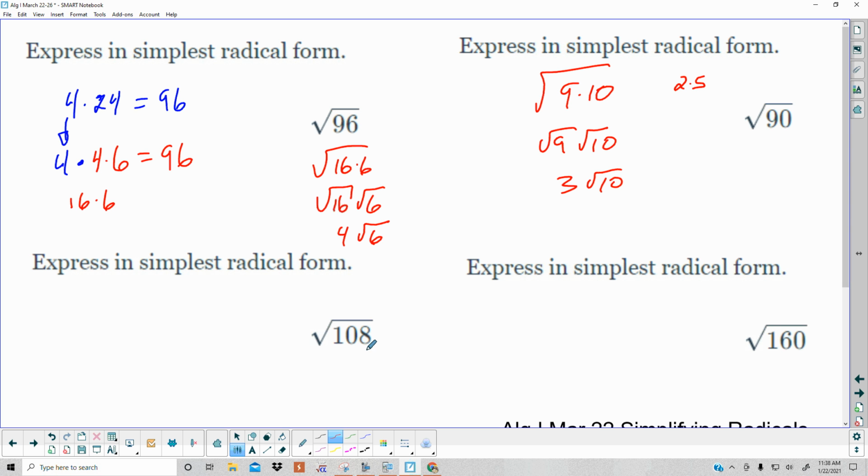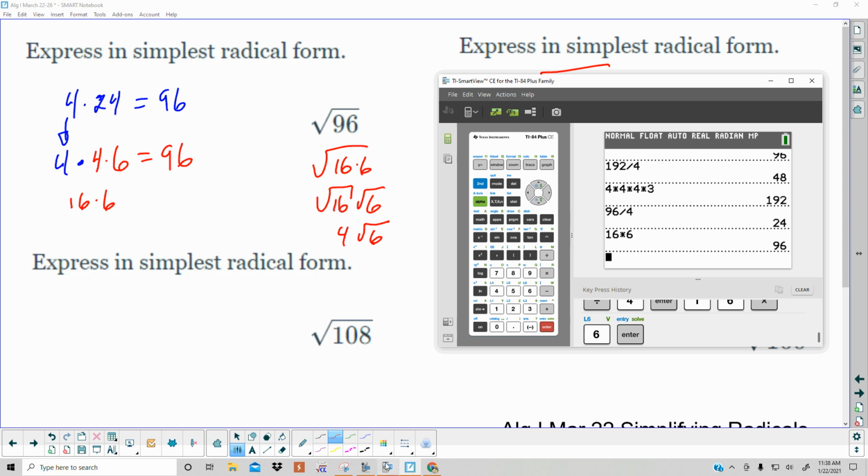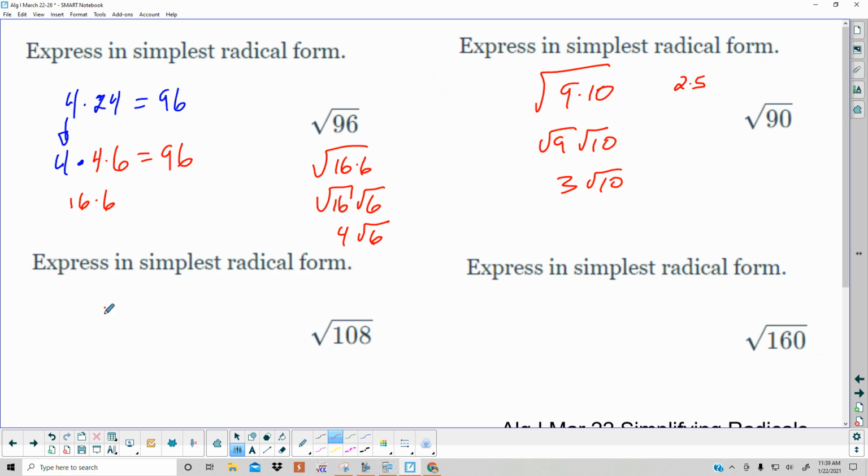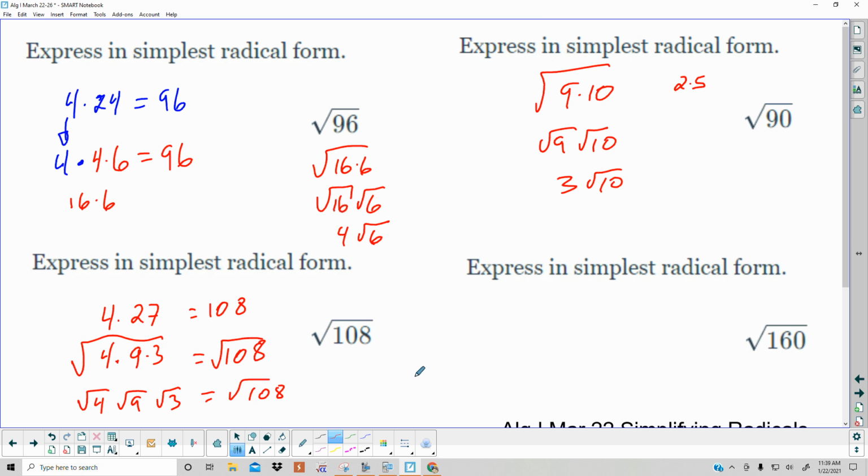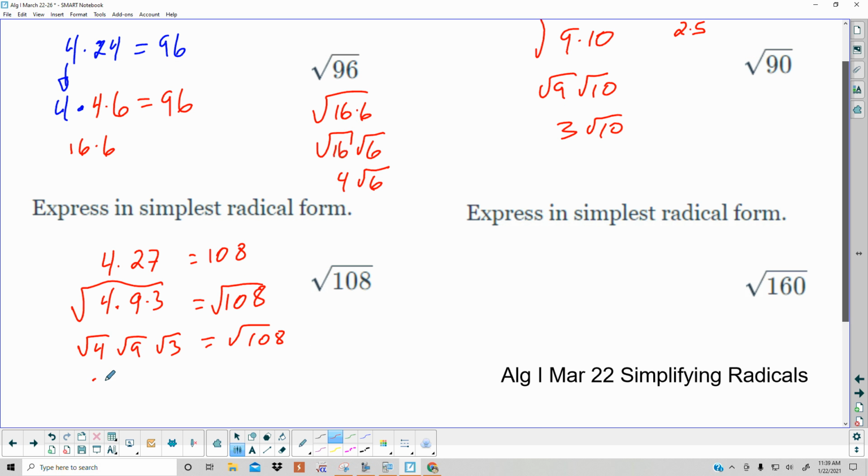Okay, let's check out 108. So 108 divided by 4. 27. So 4 times 27 is the 108. Now I'm going to look at the 27. Isn't that 9 times 3 is 27? So if you're square rooting this thing, break it apart, 4, 9, 3, and then square root of 4 is 2, and these are times in between here. Square root of 9 is 3, and the square root of 3 doesn't simplify. So that becomes 6 square root of 3.